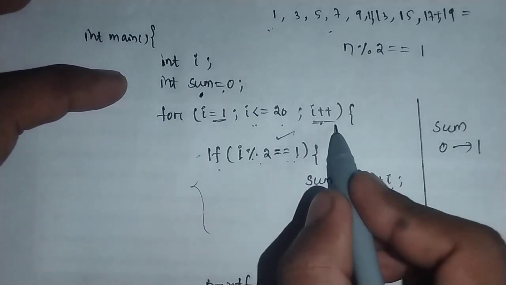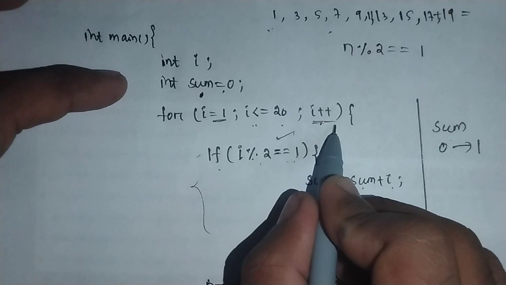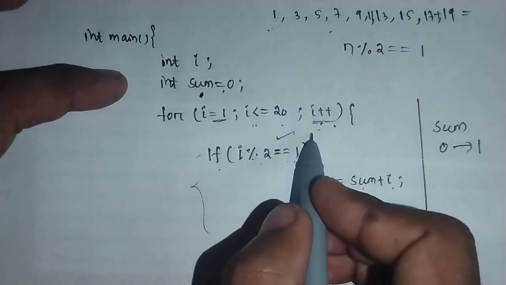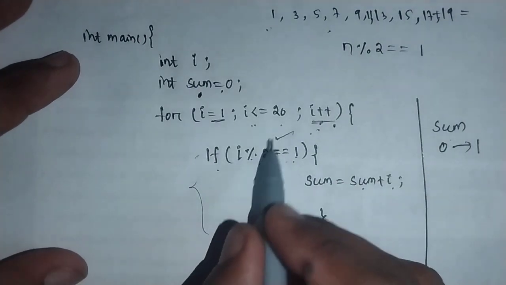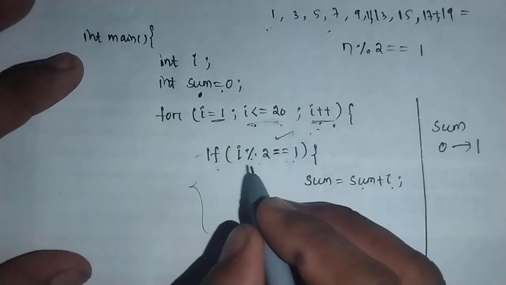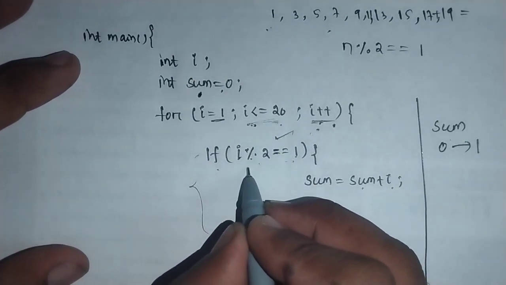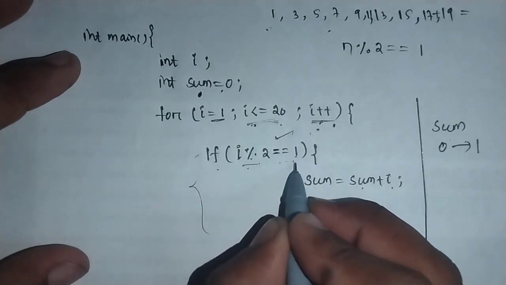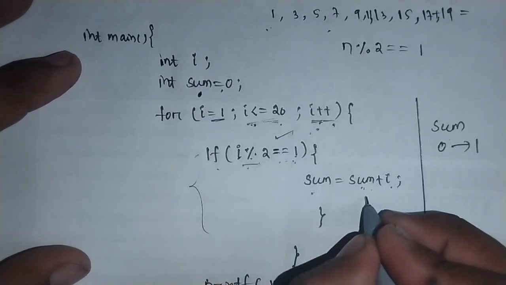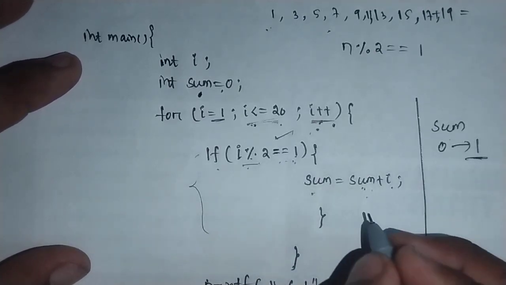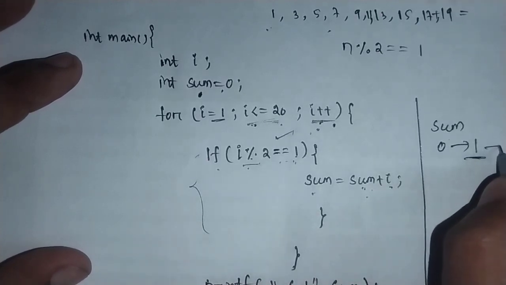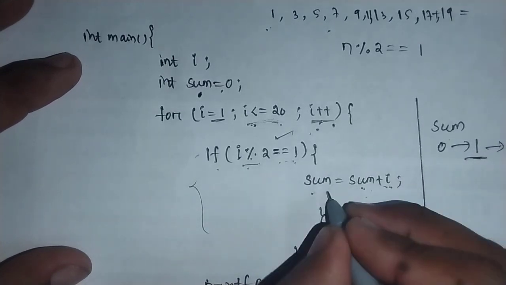Now the increment will be done, so the value of i is 3, and it will check here. In the if condition, 3 modulus 2 will give 1, so the value of sum will be updated to sum plus i. The previous value of sum was 1 and the current value of i is 3, so 3 plus 1 will be 4.